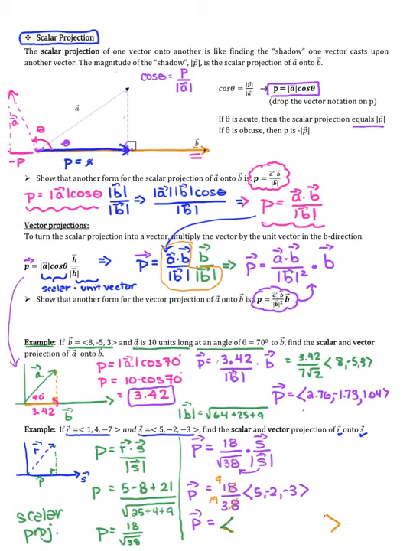Just cut to the chase, right? All right, so that's going to give me 9 times 5 is 45 over 19. 9 times negative 2, negative 18 over 19. And then lastly, we have 9 times negative 3, negative 27 over 19. So that is a vector that is the length of whatever 18 over square root of 38 is, but going in the direction of S.